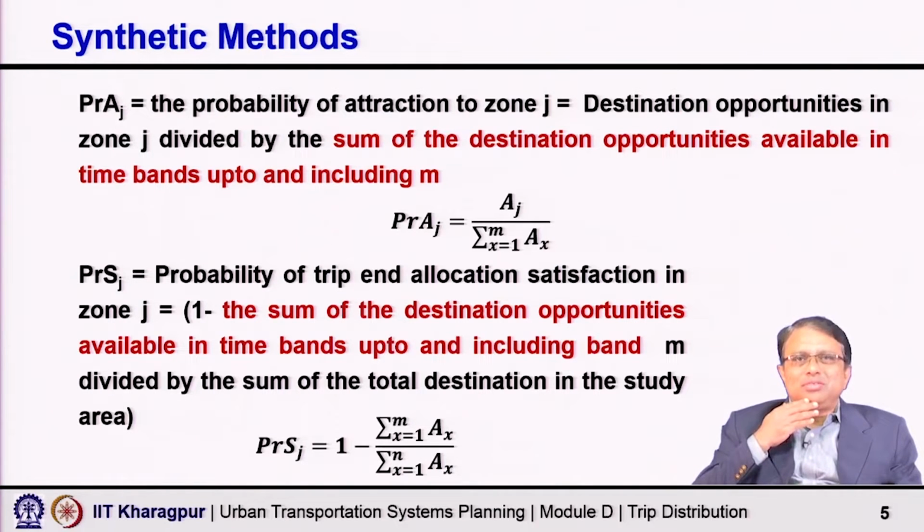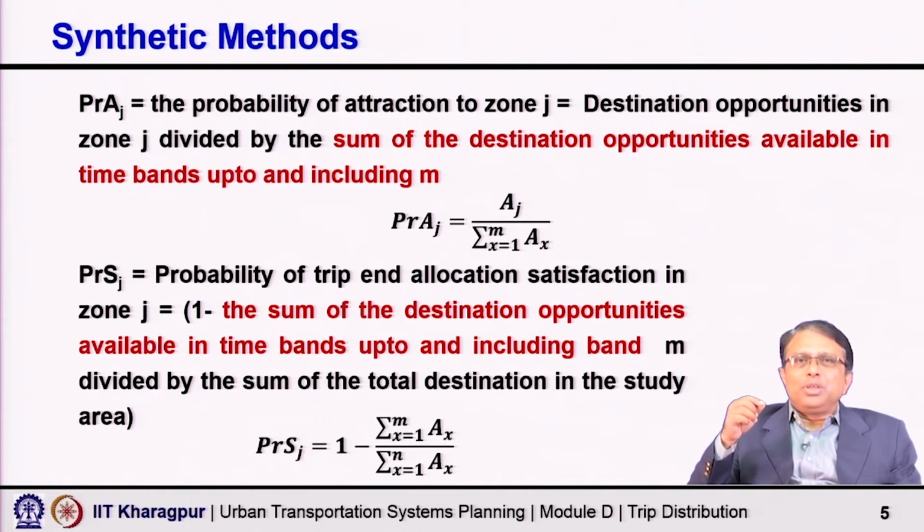So, if there are m such opportunities, m such zones, we can then say that probability of Aj equal to Aj, the attraction in zone J, divided by the sum of Ax, x equal to 1 to m, the m zones in order of preference, in order of closeness. In order of closeness, all the zones.